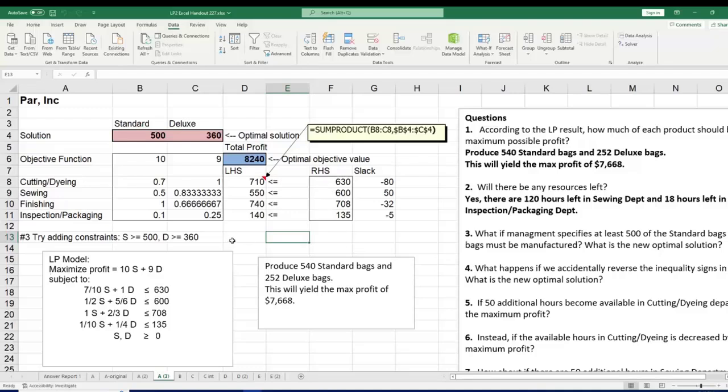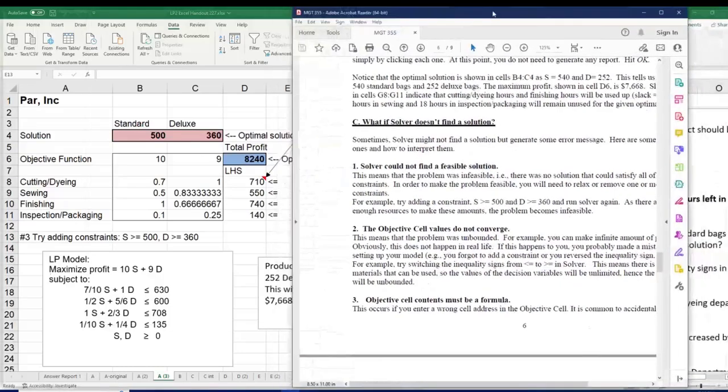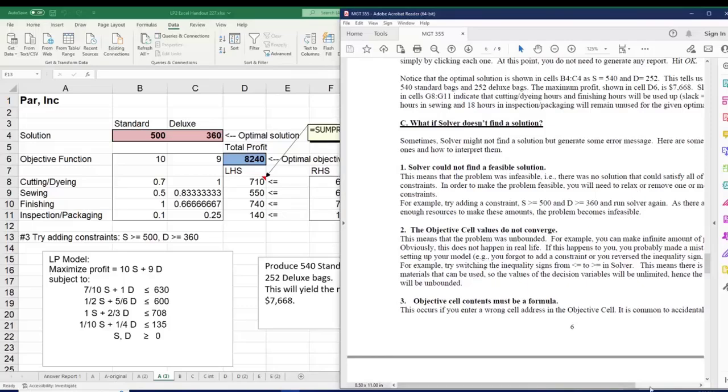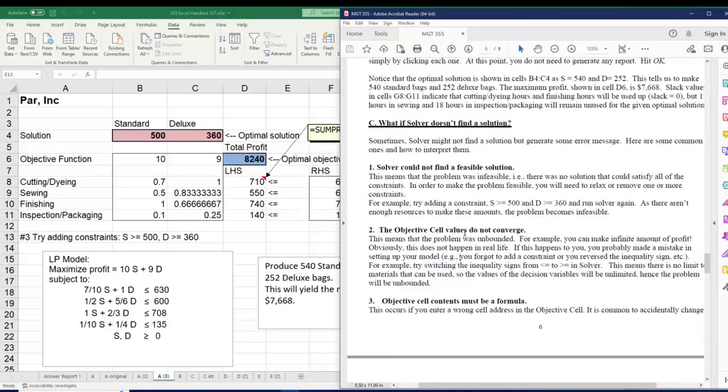So if there's a message that says it could not find a feasible solution, you should take it seriously. I mean, it's being honest. It couldn't find a feasible solution. So whatever ends up in here doesn't really matter, because that's not really the solution. There was no solution that could satisfy all of the constraints. This is what we just tried. As there are not enough resources to make these amounts, the problem becomes infeasible. So an infeasible problem means there is no feasible solution.